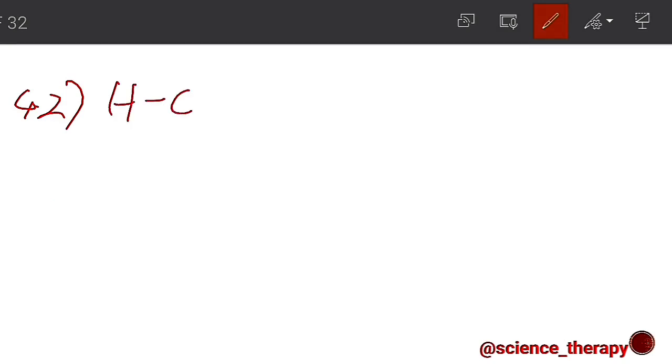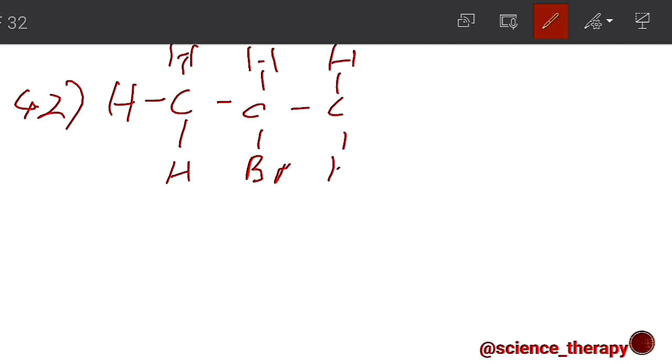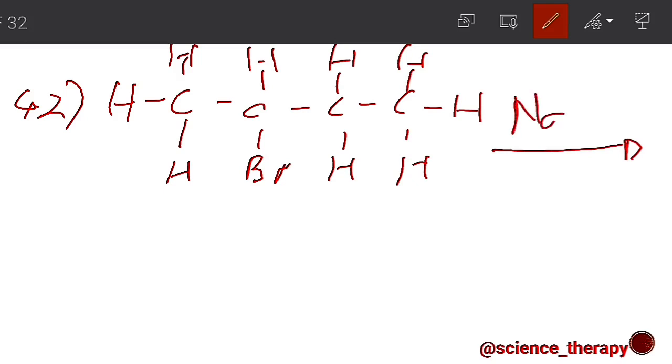So for 4.2, let's draw the 2-bromobutane first. So we have that, our Br in the second carbon, like that. And then remember, this is reacting under concentrated sodium hydroxide. Now what will happen here? The Br will be eliminated from this carbon.